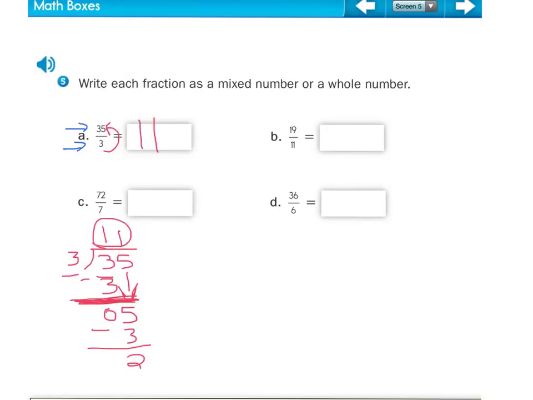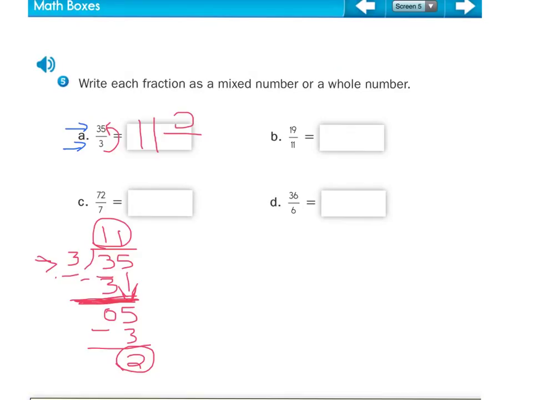Now when I have to figure out my fraction, which number comes next? As my numerator, I'm going to look at whatever I have as a remainder. Your remainder better be smaller than what you're dividing by. Otherwise, you did something wrong. Okay? Again, I'll say that one more time. Your remainder better be smaller than what you're dividing by. Otherwise, you did something wrong. Okay, so I'm looking at my 2. 2 is smaller than 3, the number I divided by, so I'm okay.